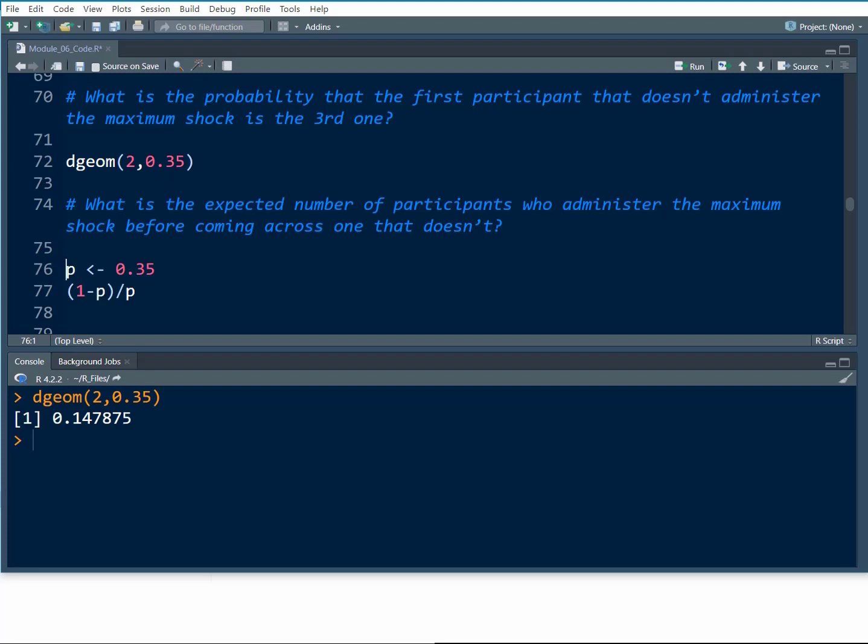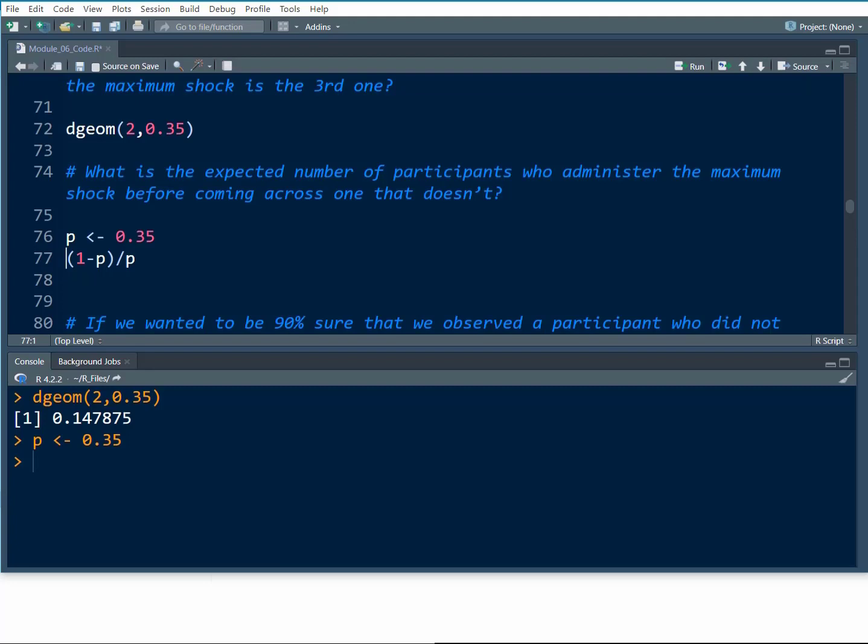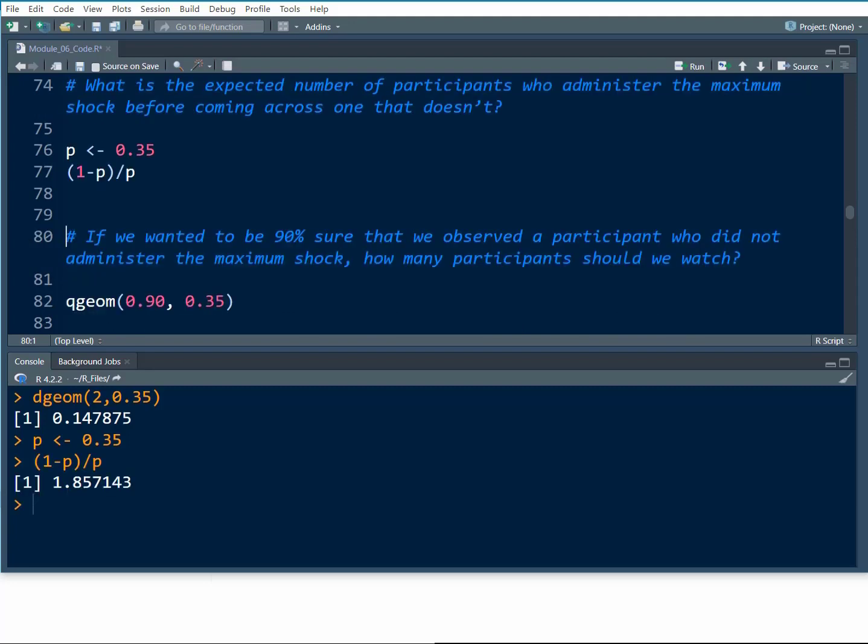What is the expected number of participants who administer the maximum shock before coming across one that doesn't? The expected number of participants who administer the maximum shock before coming across one that doesn't is the mean of y. We find the mean to be the quantity (1 minus p) divided by p, which is 1.86.